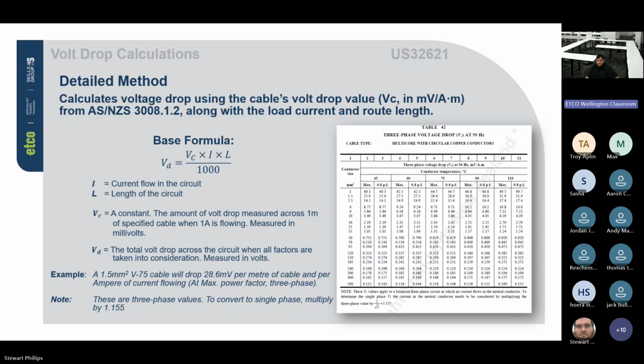So the current I, length L, VC is a constant. That's the amount of volt drop measured across 1 meter of specified cable when 1 amp is flowing, measured in millivolts. And then volt drop is the total volt drop across the circuit when all factors are taken into consideration. It's measured in volts, which is why we divide by 1,000, because the VC is in millivolts.